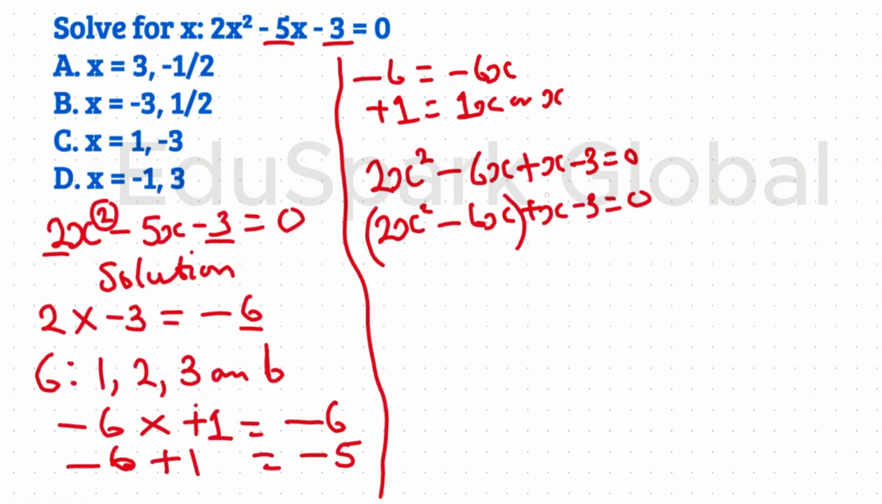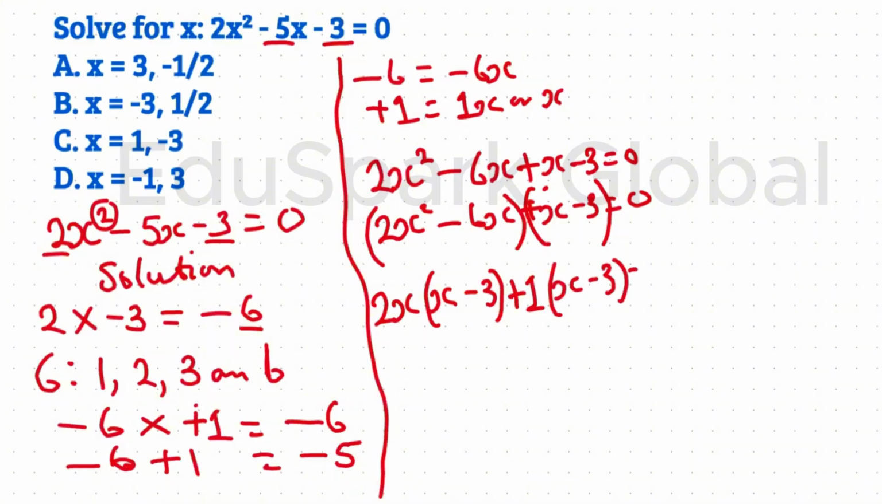So the next step is for us to look for what is common between both. In this, we know that 2x is common, so we bring it out. So what is left here is x minus 3. And for these two, what is common between them is positive 1. So we bring it out. So we're going to have x minus 3 equals 0.